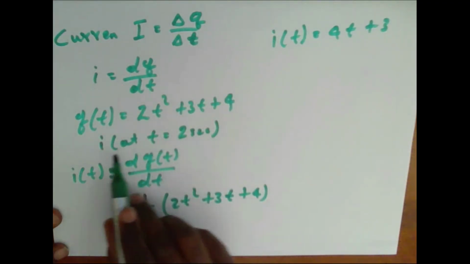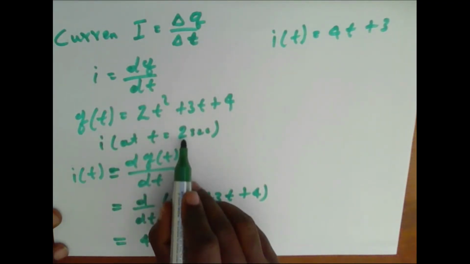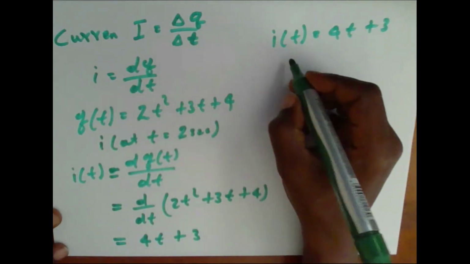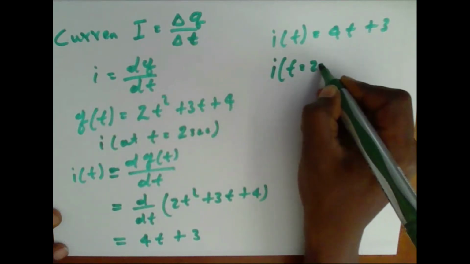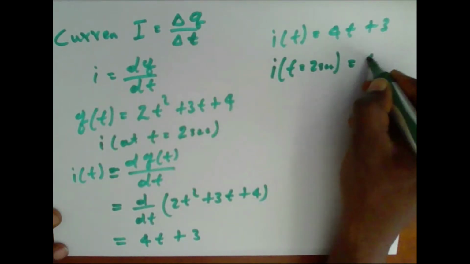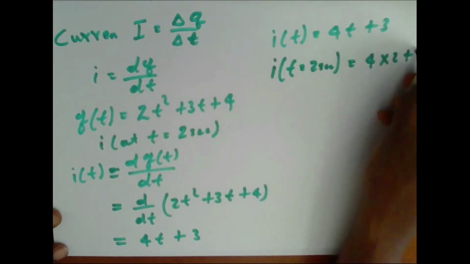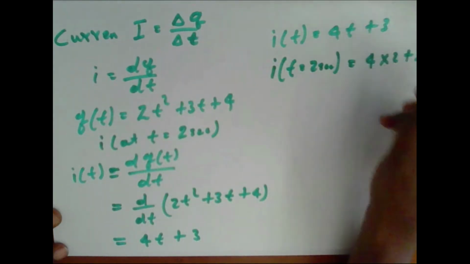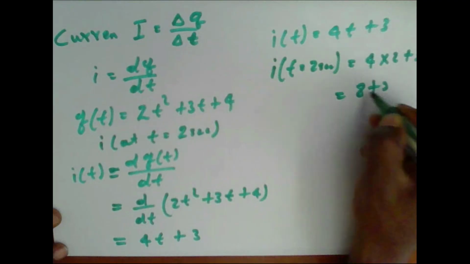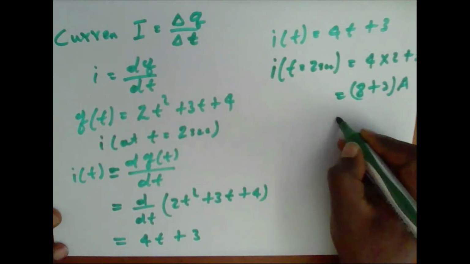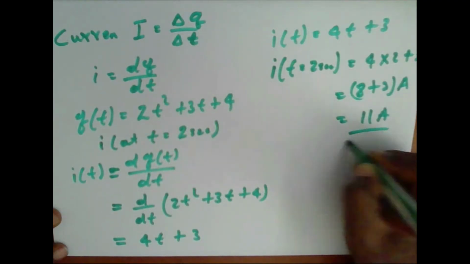Now the question is, find the current at t equal to 2 seconds. Now substitute 2 seconds, therefore I at t equal to 2 seconds is equal to 4 multiplied by 2 plus 3. So this will be equal to 8 plus 3 ampere, which is 11 ampere. This is it.